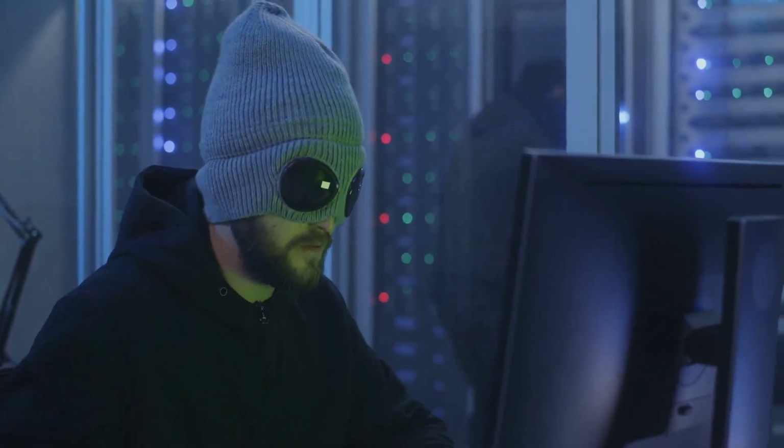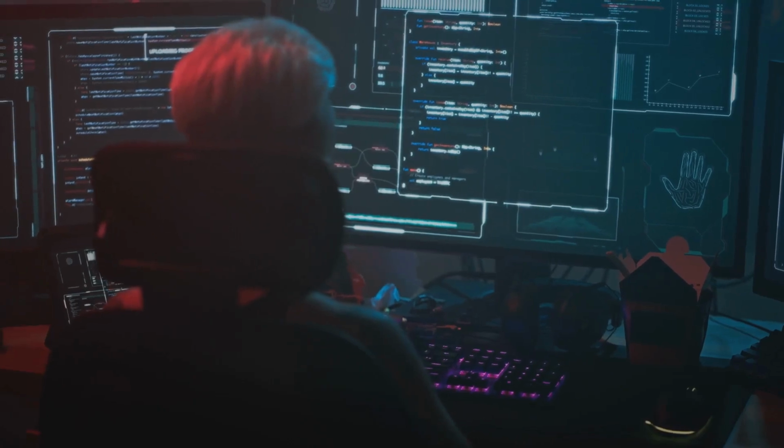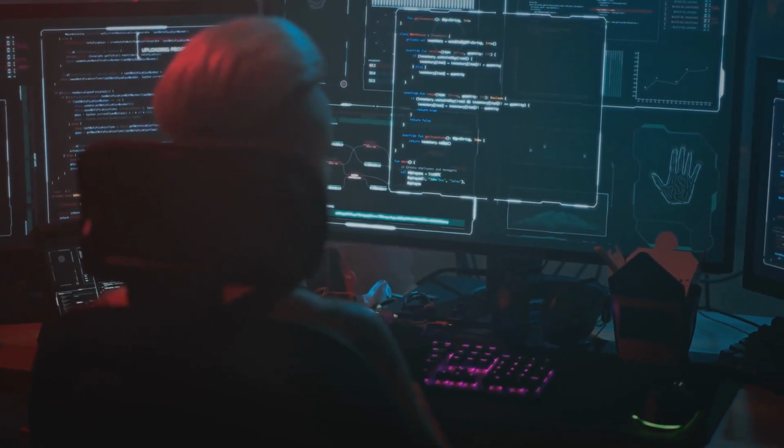Remember, awareness is key. By understanding how these attacks work, you can take steps to mitigate the risks and keep your data safe from those pesky data thieves.